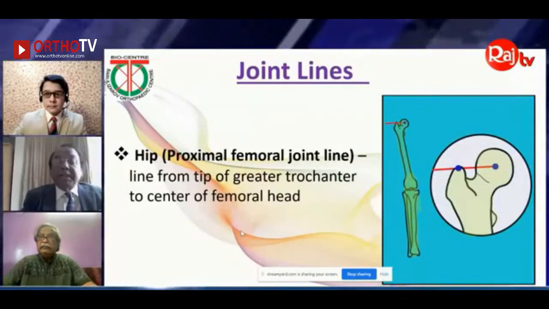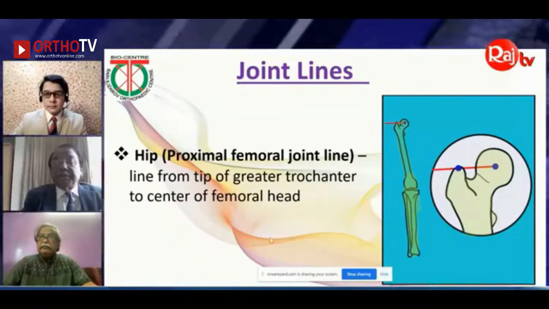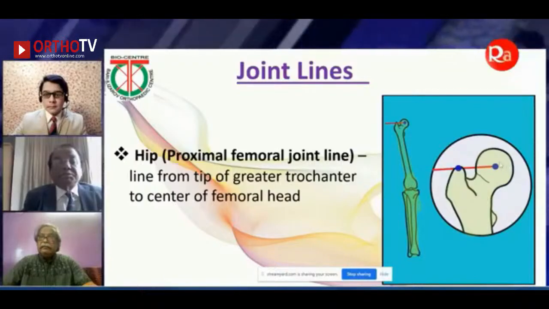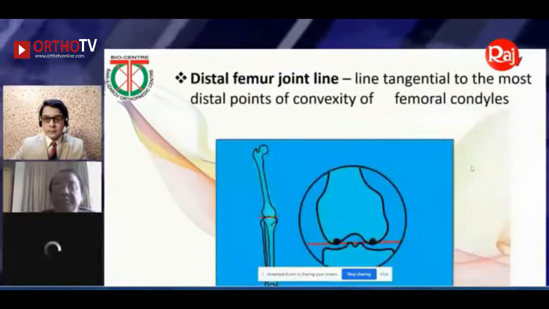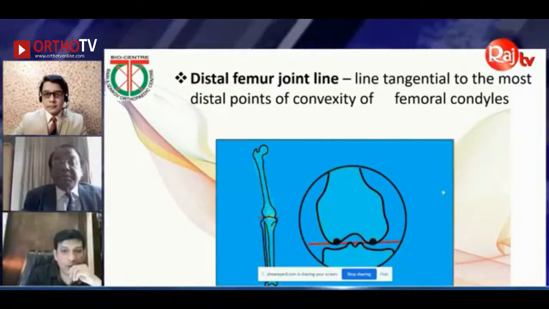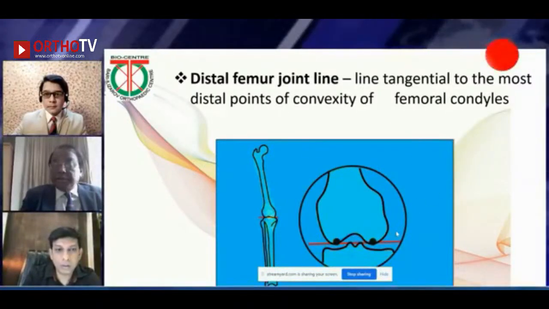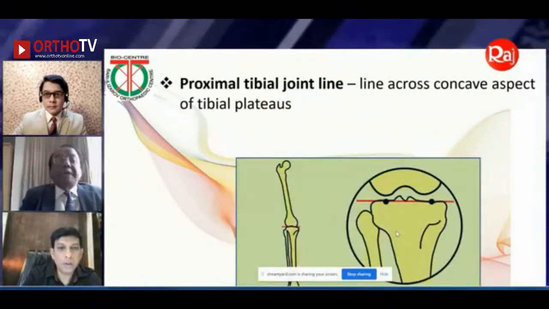And joint lines: the hip joint orientation line goes from the tip of the trochanter to the center of the head. This is called the hip joint orientation line. And this is the distal femoral joint line. These are all basic things before doing any surgery in the limb. You should know that.